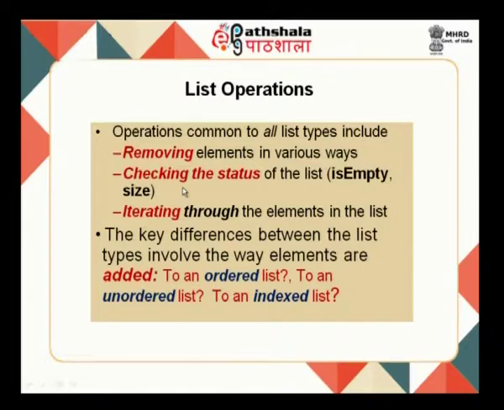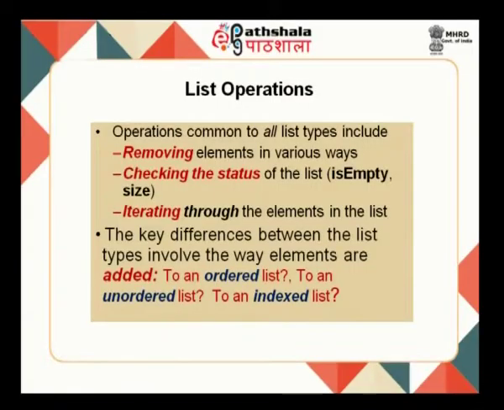Operations common to all list types, whether ordered, unordered or indexed, include removing elements in various ways, checking the status of the list, whether it is empty or checking the size, and iterating through the elements of the list. This is a very common operation that you require as far as a list is concerned, going after one after the other. The key differences between the list types involve the way elements are added. How are elements added to an ordered list, to an unordered list or to an indexed list, that is where we have the difference.